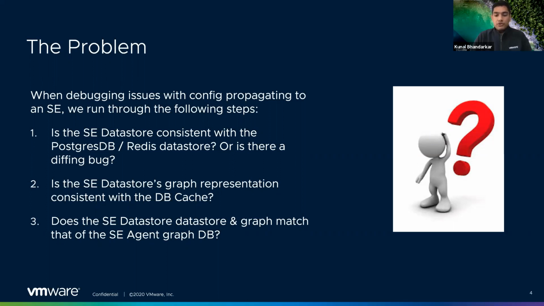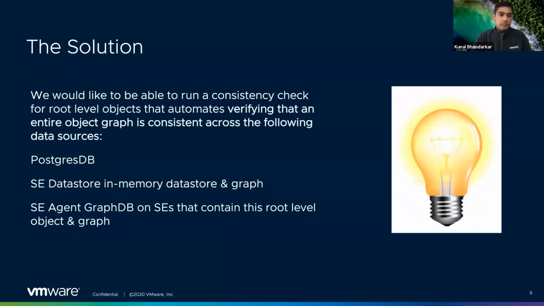And right now, there's no real quick way of making sure that all of these steps check out. It's a very time-consuming process, and that's what this script is aimed to solve. So the solution is a consistency check for root level objects that automates verifying that an entire object graph is consistent across the following data sources. And this is Postgres, SE Datastore, and the SE agent GraphDB.